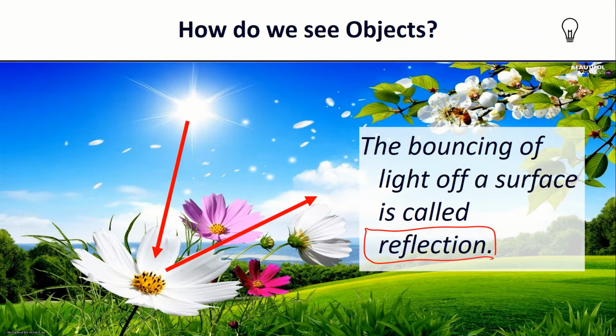Like the bouncing off a particular surface. In this case, the surface is the flower. It can be walls, it can be a mirror, it can be any object like the apple just now. So that's called reflection.